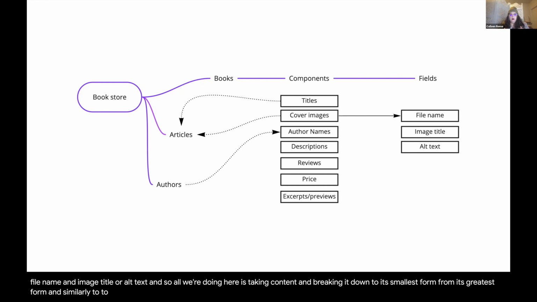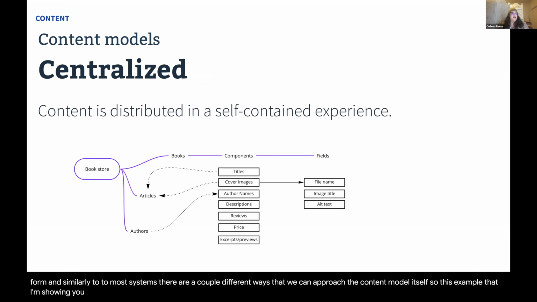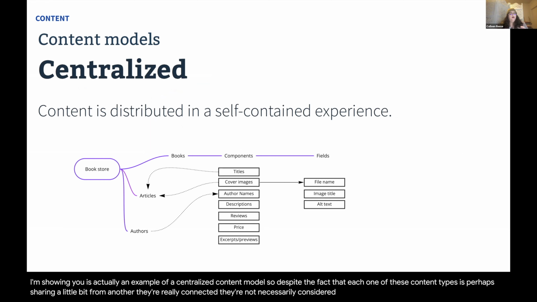And similarly to most systems, there are a couple different ways that we can approach the content model itself. So this example that I'm showing you is actually an example of a centralized content model. Despite the fact that each one of these content types is perhaps sharing a little bit from another, they're really connected, so this isn't a decentralized content model.